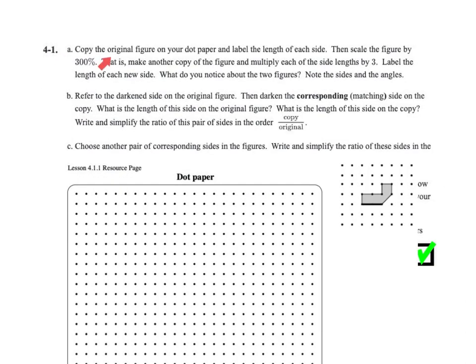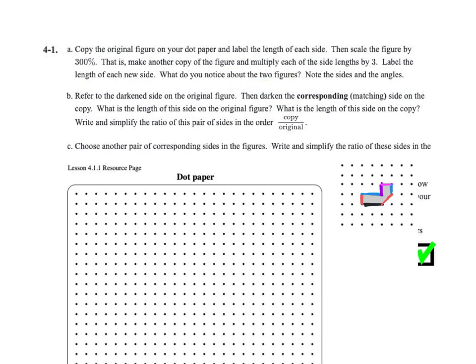Okay, so for part A, it says copy the original figure on your dot paper. I've done that right over here. Here's the original. And then it says label each of the length of the sides. So that's what this looks like. I did mine based off of color. I had to double up on a couple, but they're pretty obvious to see. Then it says scale the figure by 300%. So that is make another copy of the figure and multiply each of the side lengths by 3. Label the lengths of each new side. What do you notice about the two figures?